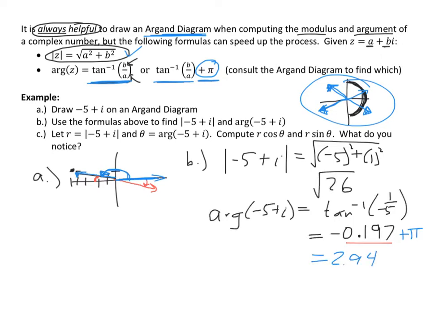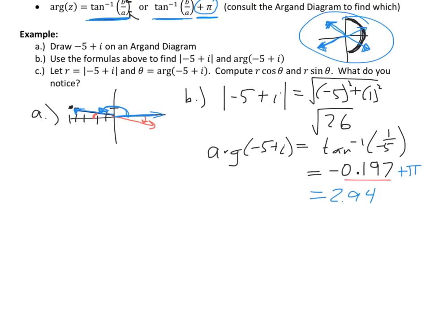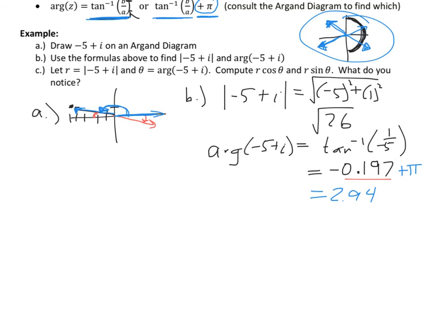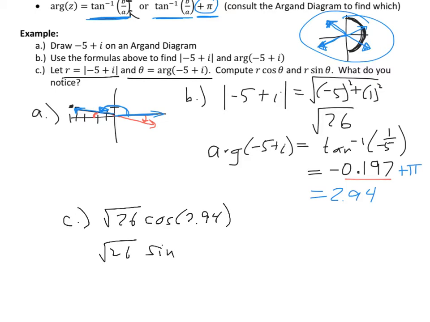Now, part C is something that you haven't seen coming. I didn't talk about this in the previous one. Part C says, let r be the modulus that you just computed, and let theta be the argument that we just computed. Now, in part C, I want you to compute what is r times the cosine of 2.94, and what is r times the sine of 2.94. What do you see when you do those? You should have found that these were negative 5 and 1, right?